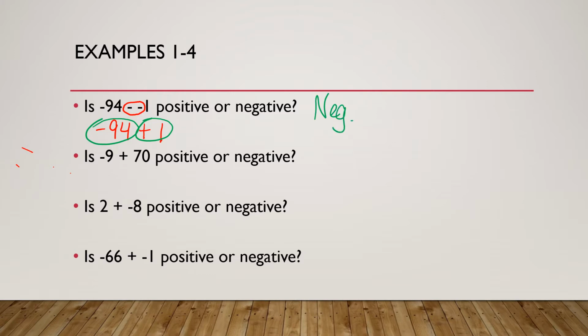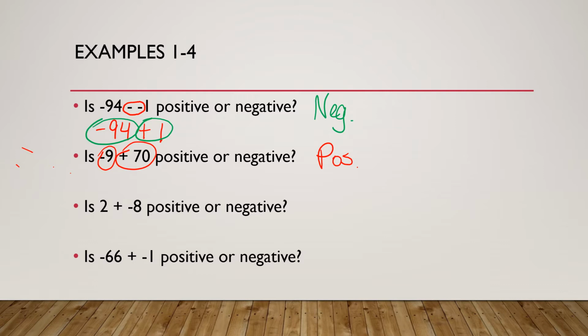Okay, in the second one here, we do not have any signs beside each other, so we do not have to do our sock trick. So we just simply ask ourselves, do we have more of our negative 9 or more of our positive 70? Which number has the greater value, which is 70, and it is positive. So our answer will be a positive integer.